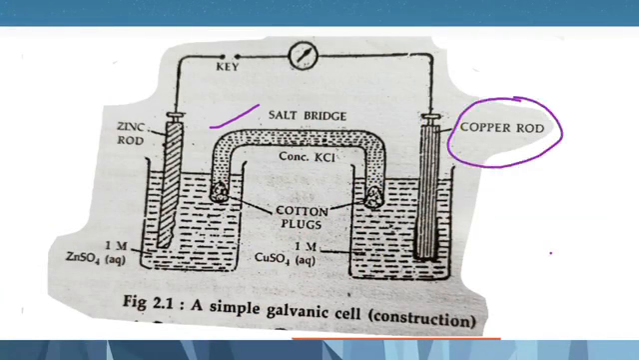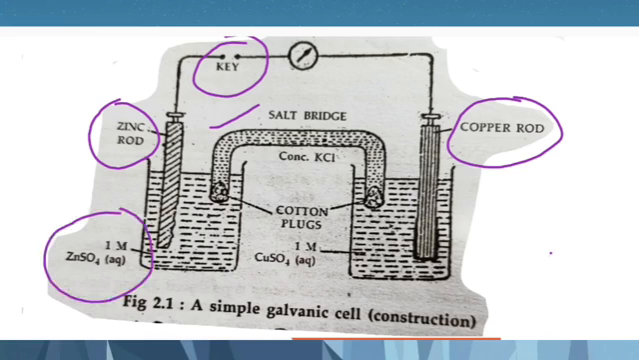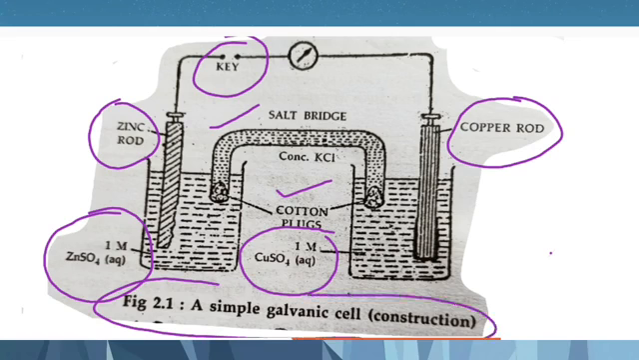Here are the copper rod, the zinc rod, and the tap key. The zinc rod is connected with the 1 molar solution of zinc sulfate, and the copper rod is connected with the 1 molar solution of copper sulfate, and a cotton plug is placed in between. So this is all about the simple galvanic cell construction.